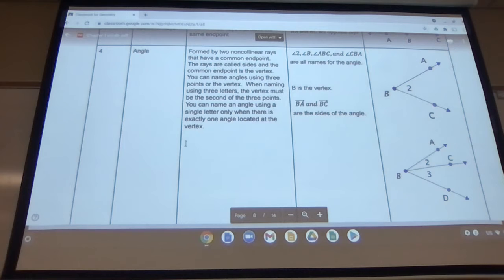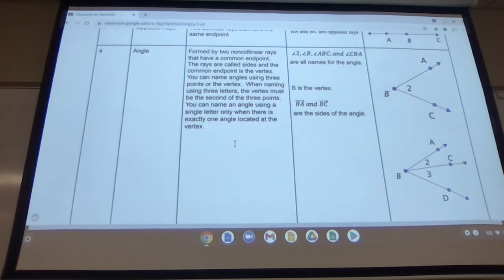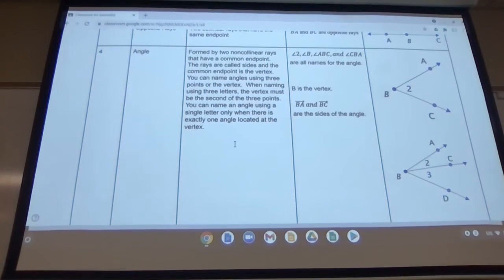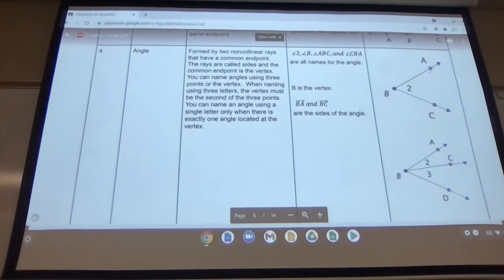When we're naming an angle, there are a few different ways to do it. One way is to name it using 3 letters. When you name it using 3 letters, the vertex has to be the second of the 3 points. So up here, I could call this angle ABC, or I could call it angle CBA. Either way, the B has to be in the middle, which you see right here.